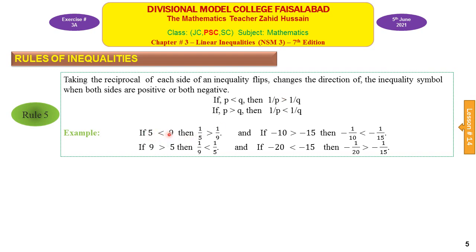For example, 5 is less than 9, both numbers are positive. When you take the reciprocal of these two numbers, the sign of inequality will be changed. Minus 10 is greater than minus 15, both are negative. When you take the reciprocal, the sign of inequality will be changed. But if one number is positive and one number is negative, then it will not make any sense, because the reciprocal of the positive number is positive and reciprocal of the negative number is negative. So we know that positive numbers are always greater than negative numbers.